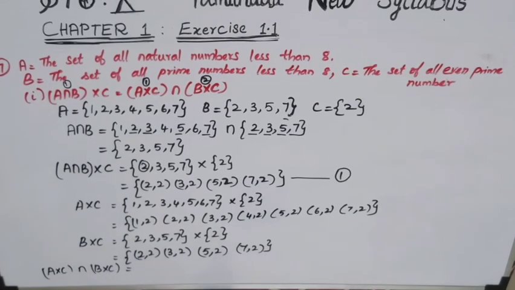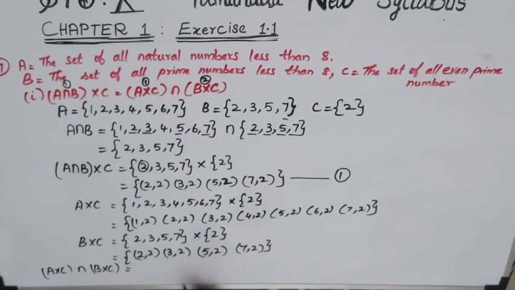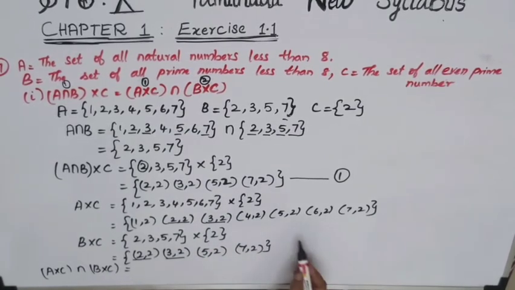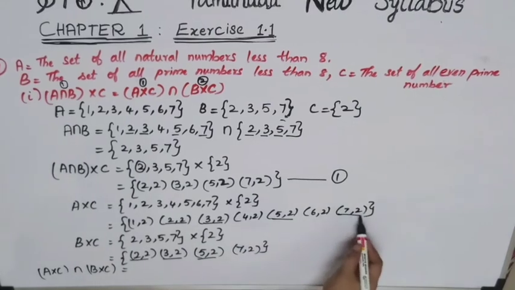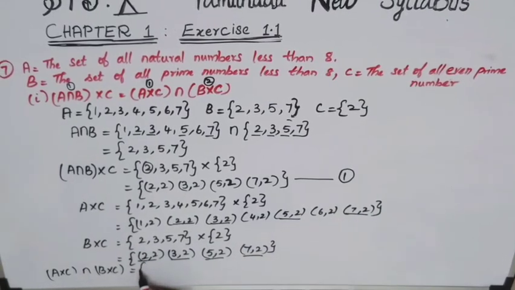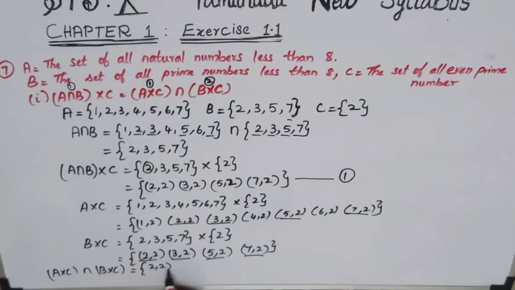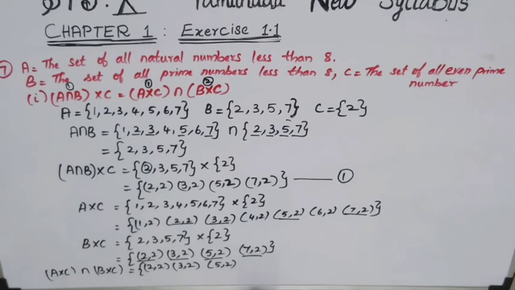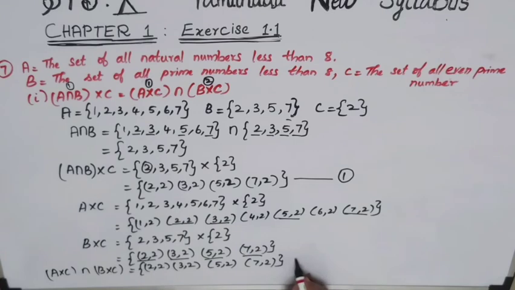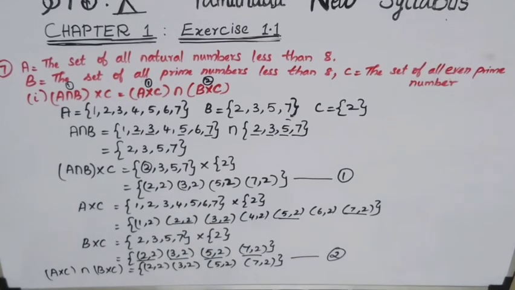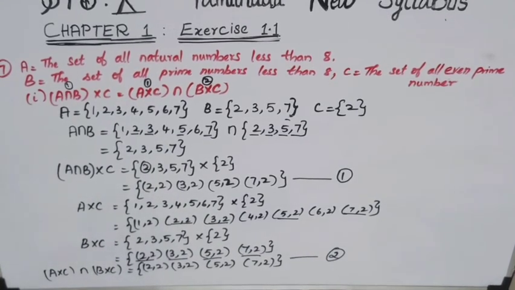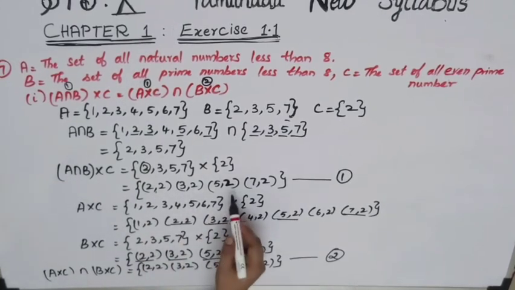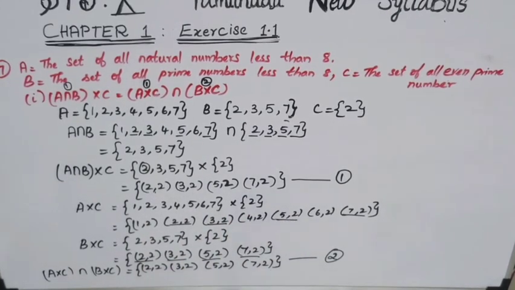So intersection is again writing the common ordered pairs. 2 comma 2 is here, 3 comma 2 is there, then 5 comma 2 is here, 7 comma 2 is here. So write only the underlined ordered pairs. So it is 2 comma 2, 3 comma 2, 5 comma 2, 7 comma 2. Let me declare this as 2. Check your 1 and 2. All the ordered pairs will be the same: 2 comma 2, 3 comma 2, 5 comma 2, 7 comma 2.